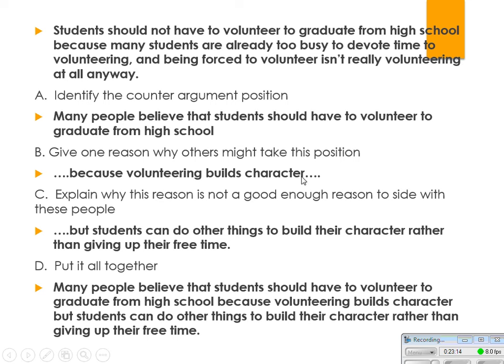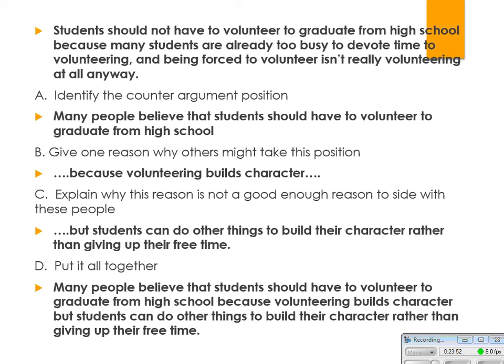So right here in this section in C, that's where you get to go back to your position, to go back to your thought that students shouldn't have to do that. That's where you refute that counter argument and you disprove what the other people believe. And that just lends credibility to your argument. So when I put it all together, my counter argument that would go in my conclusion says, many people believe that students should have to volunteer to graduate from high school because volunteering builds character. But students can do other things to build their character rather than giving up their free time. That's my counter argument for my conclusion.